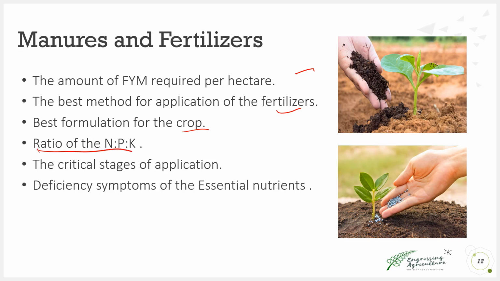Ratio of the NPK, nitrogen, phosphorus and potassium. Critical stage of application, such as nitrogen, which is mostly given in 2 doses. The first dose is before sowing, the second dose is at flowering or any other stage. We must know this critical stage of application of the fertilizers.